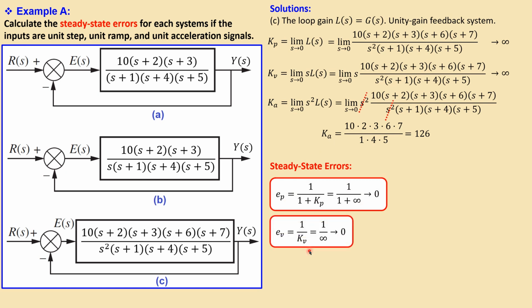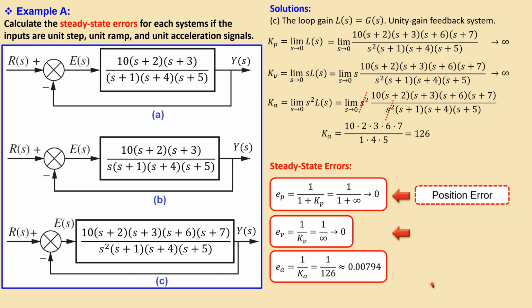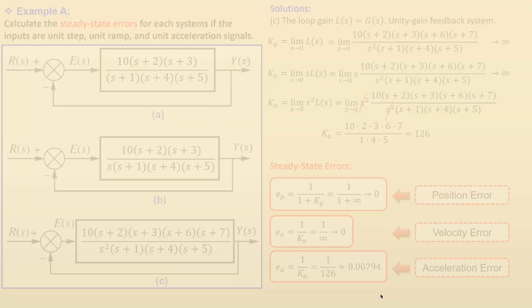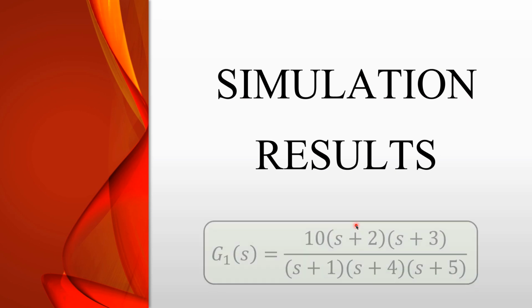The position error is again 0, the velocity error again 0, because both are infinite, but the acceleration error is something, approximately 0.008. So again, the position error, the velocity, and the acceleration. All right, let's then check the simulations here and verify our calculation.